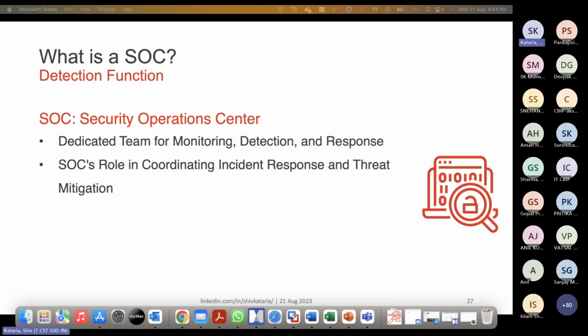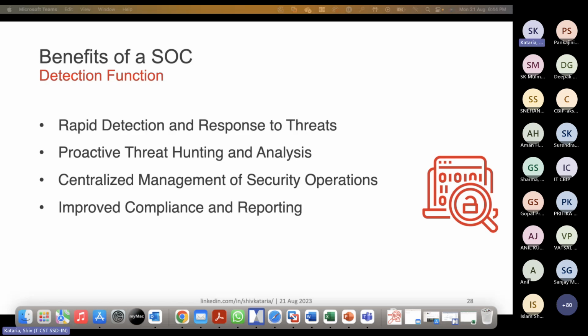There is a fuse coordination that is required between your security monitoring team as well as incident response and threat mitigation team as well. The typical benefit of a SOC is it helps in rapidly detecting and responding to threats. It also helps in proactively threat hunting and analysis. Since we are getting the threat feed from multiple sources, the capability really helps us to basically be proactive in terms of taking some action when there is some malicious activity happening.